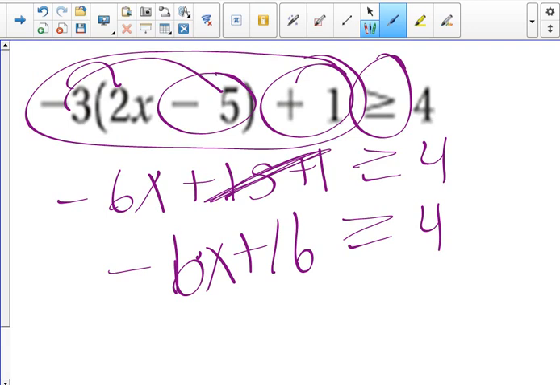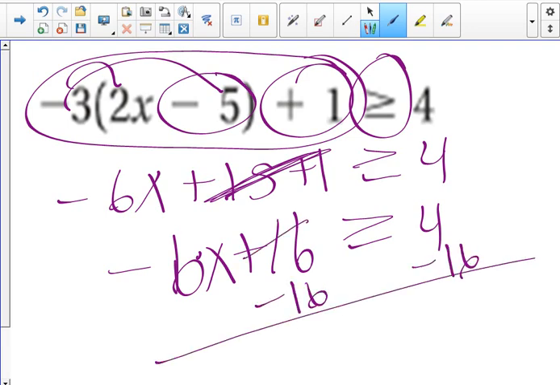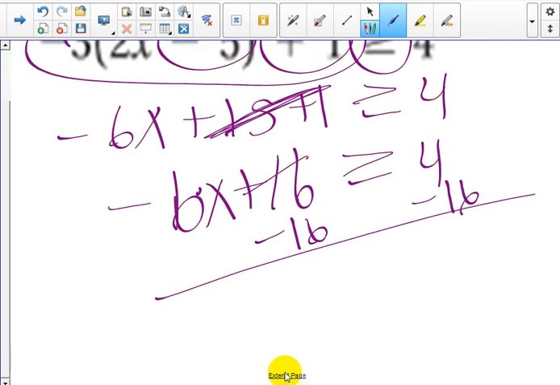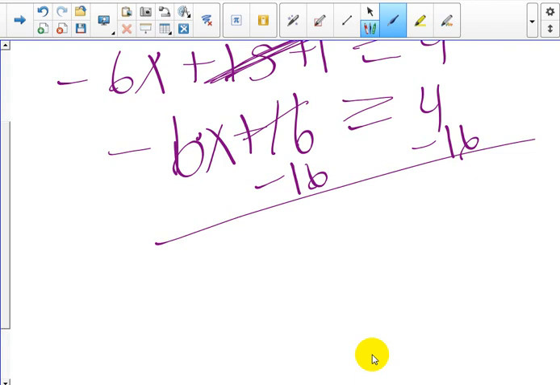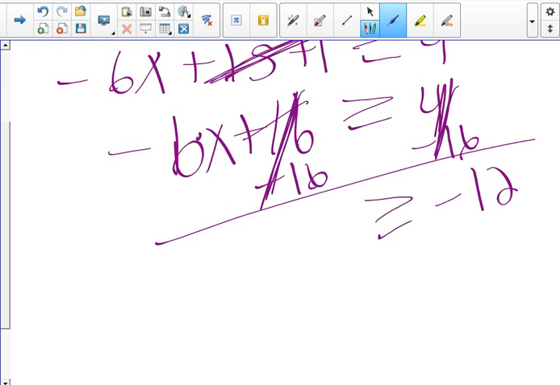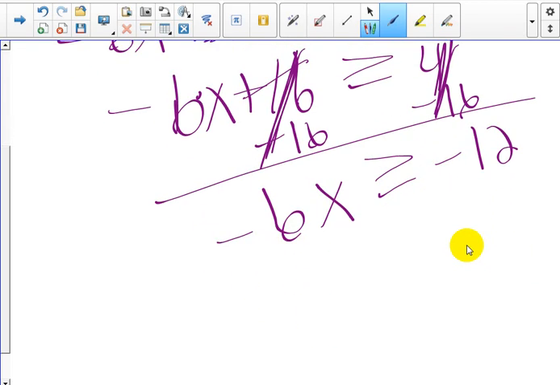Now we're going to start solving. So subtract 16 from each side. We're not multiplying or dividing. We're just adding a negative 16. So we don't have to flip the sign because we're only adding. It's only for multiply or divide. So this goes to 0 and this goes to negative 12. So we keep that sign. So now we're down to negative 6x is greater than or equal to negative 12.